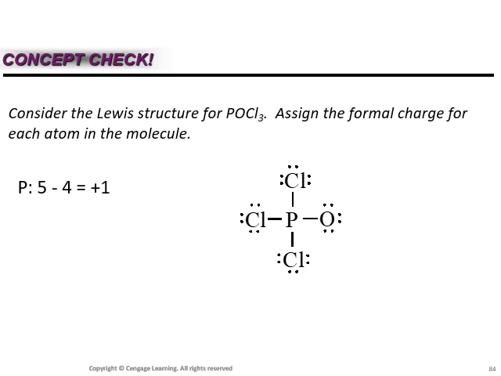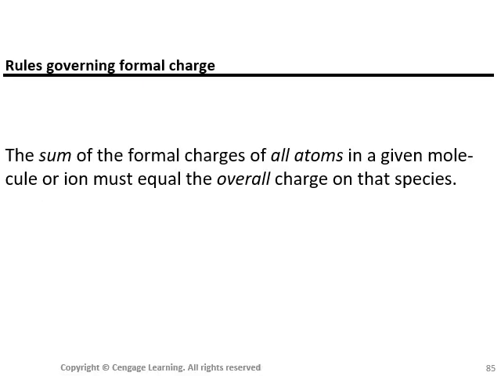Okay, so here P is 5 minus 4. Next slide. O is 6 minus 7, which is negative 1. Next slide. And Cl is 7 minus 7, which is 0. Next slide. The sum of the formal charges of all the atoms must equal the overall charge on that species. In that case that we just did, it was 0. But in some cases, it will be like plus 1 or whatever. So everything added together will have to add up to plus 1 if you have that situation. Next slide.